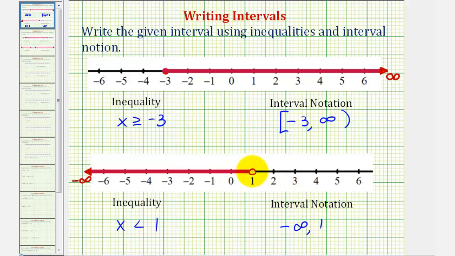It does not include 1, and therefore it's a rounded parenthesis here. And then for negative infinity, we also have a rounded parenthesis. Again, for infinity and negative infinity, it's always a rounded parenthesis.